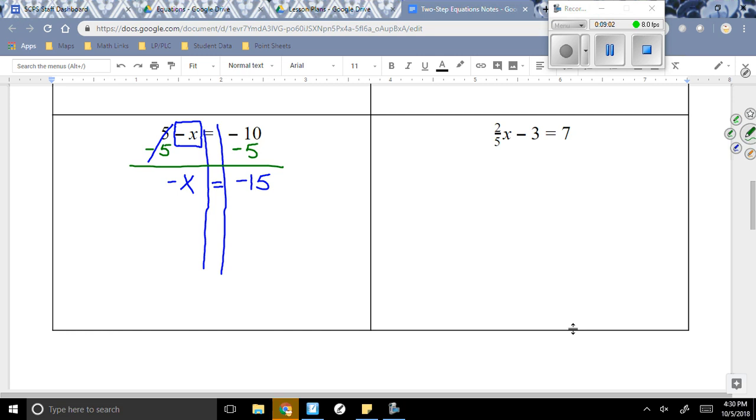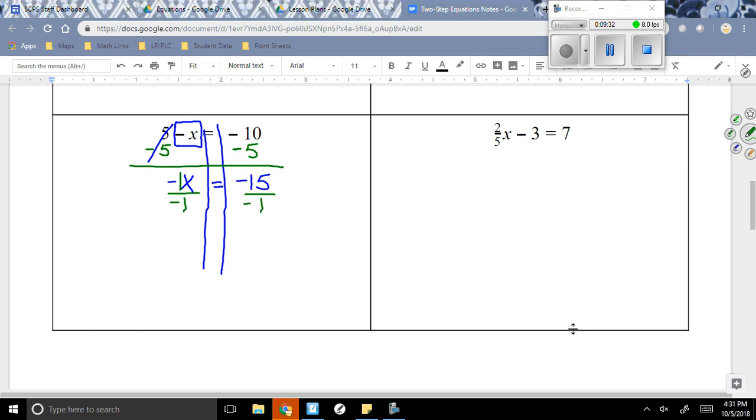Now, anytime you have a variable without a number in front of it, they don't always write this, but you can always put a 1 there. So I'm going to fill that in so it looks like a negative 1x equals negative 15. And now it's very clear which number I got to get rid of. I need to get rid of that negative 1. If they're right next to each other, they were multiplying. The inverse of multiplication is division, so I'm going to divide by negative 1 on both sides of my equation.